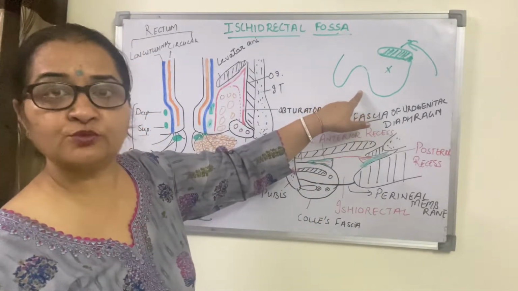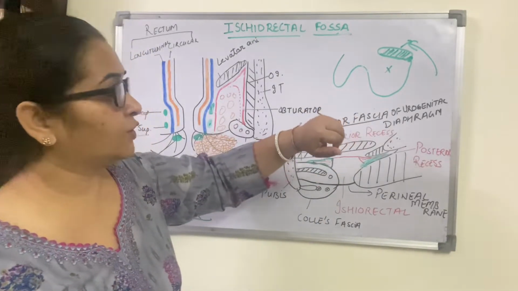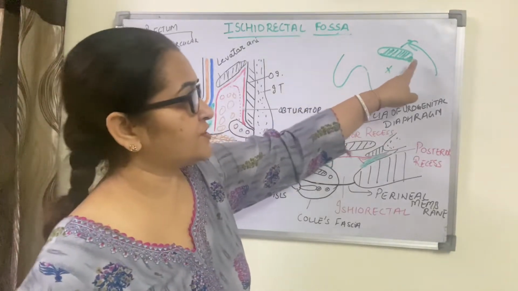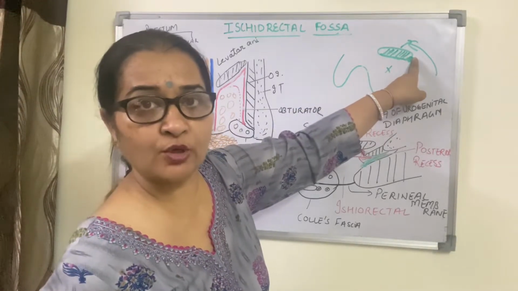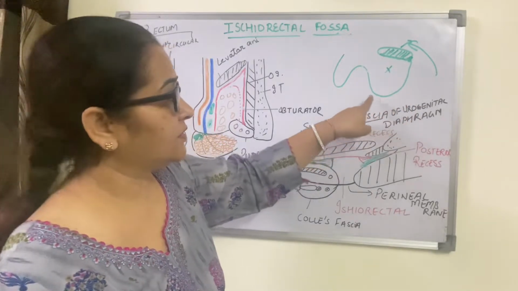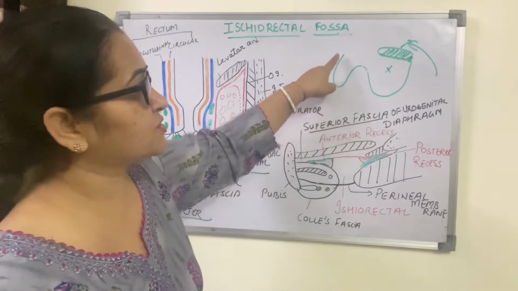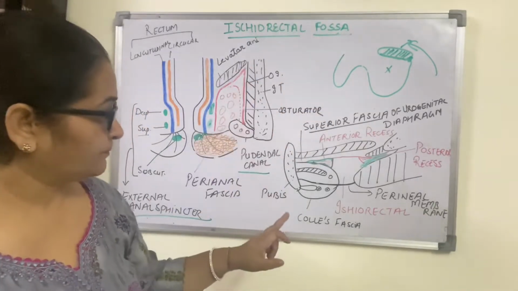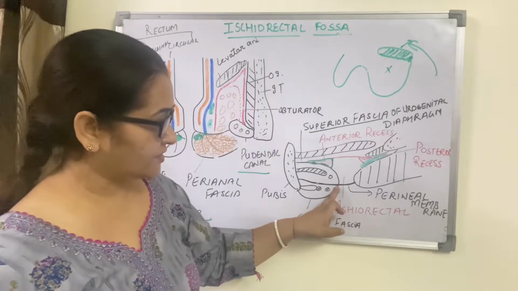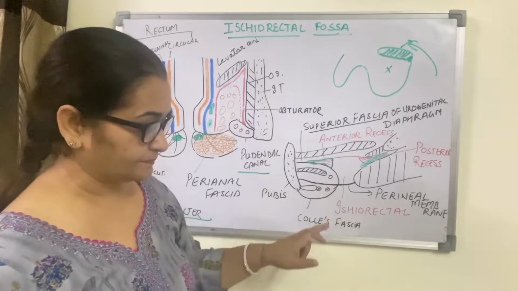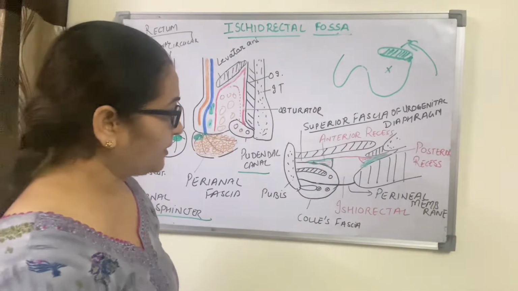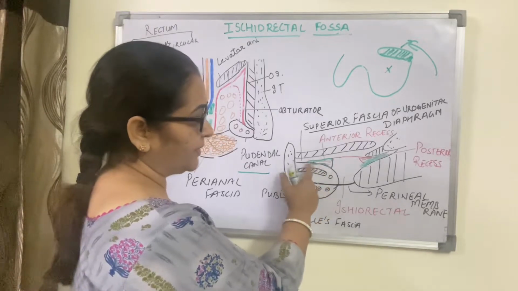In this diagram you can recall that statement that Colles fascia is attached posteriorly to the perineal body. So it is coming downward, continuing with the scrotum, then covering the penis, continuing with the anterior abdominal wall. Now this is the perineal body, this region, and this is the perineal membrane.